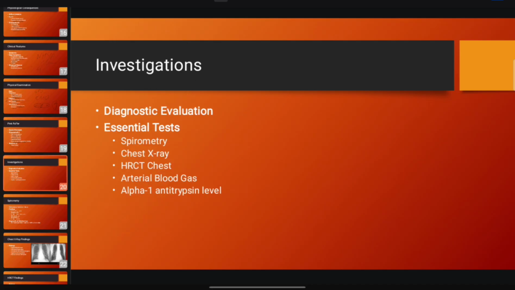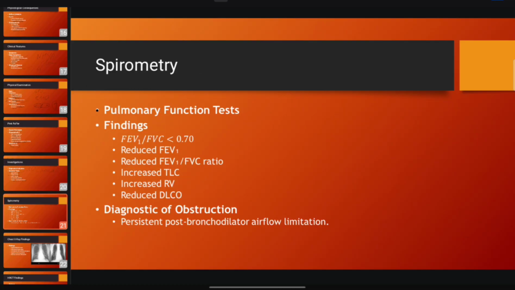Now we talk about the investigations we have to do in a patient we suspect to have emphysema. First the diagnosis is clinical. Then we have some essential tests like spirometry, chest X-ray, and HRCT. ABGs we have to do, and alpha-1 antitrypsin to diagnose the type of emphysema. In spirometry, which is a pulmonary function test, findings include that the FEV1 over FVC ratio is decreased to less than 0.7.